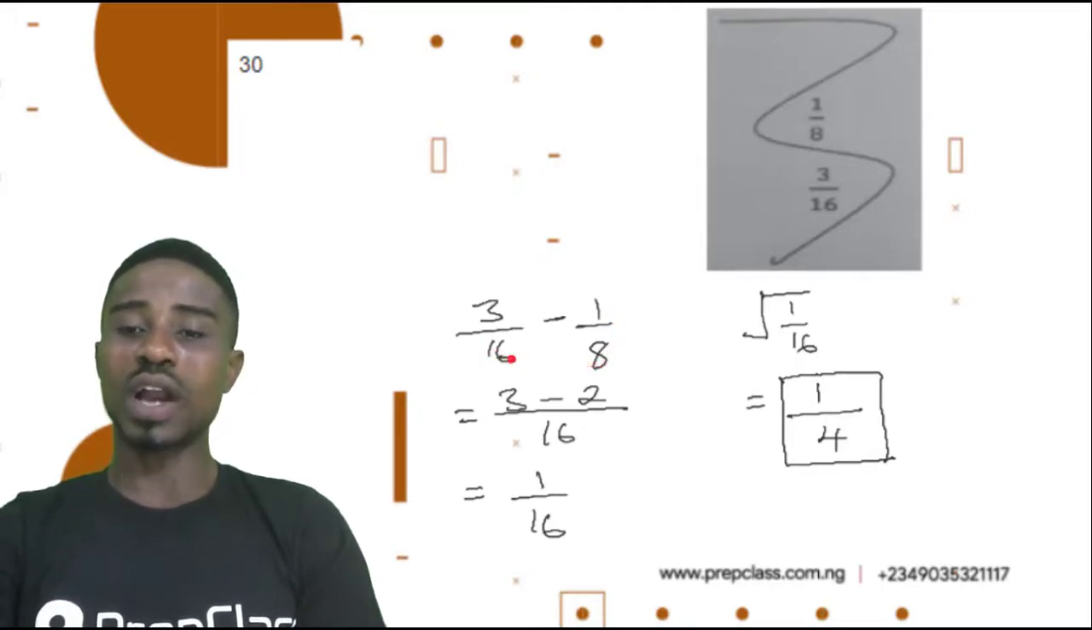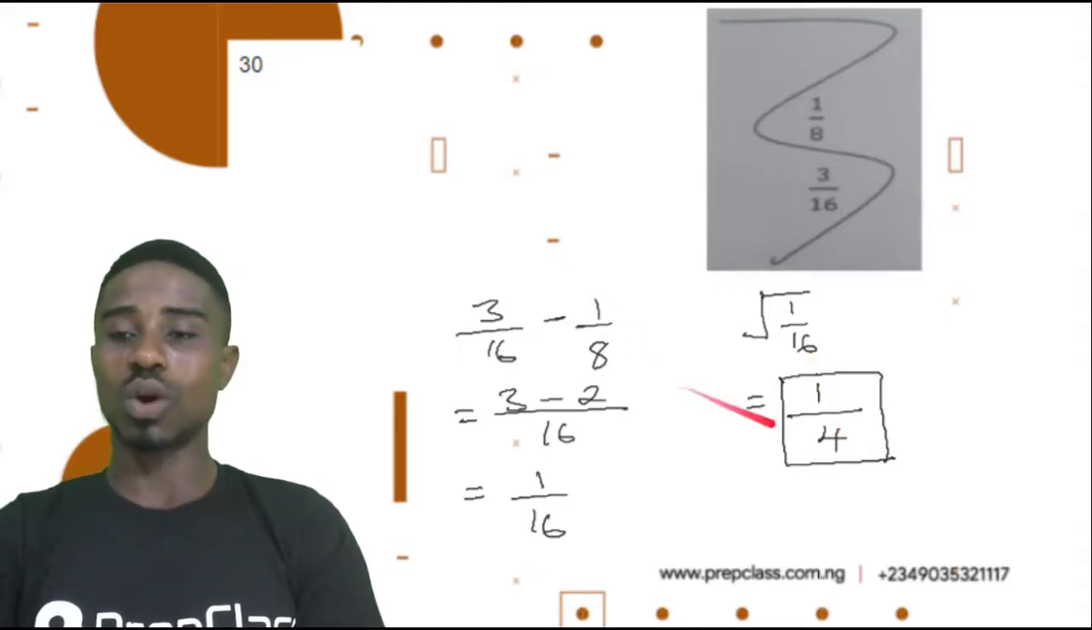So 3 over 16 minus 1 over 8. To do this, we're going to find the LCM. The LCM of 16 and 8 is 16. So 16 divided by 16 will give us 1. 1 times 3 is 3, minus 16 divided by 8 will give us 2. 2 times 1 is 2. So 3 minus 2 will give us 1 over 16. Next, we find the square root of 1 over 16. The square root of 1 over 16 will be equal to 1 over 4, because the square root of 1 is 1, and the square root of 16 is 4. Our answer is 1 over 4.